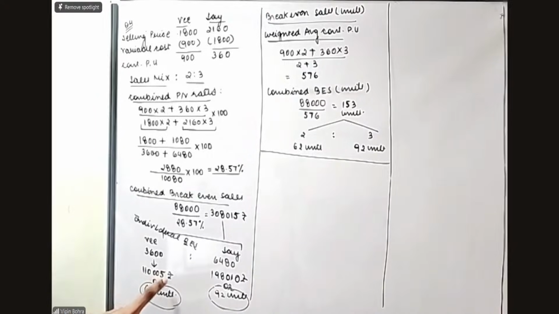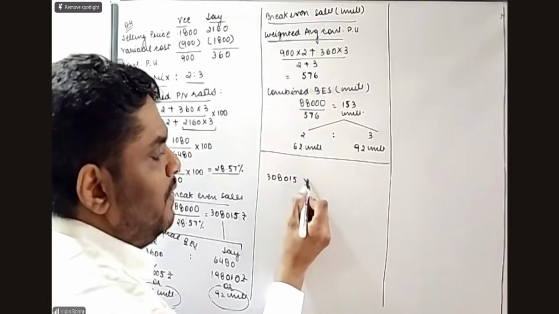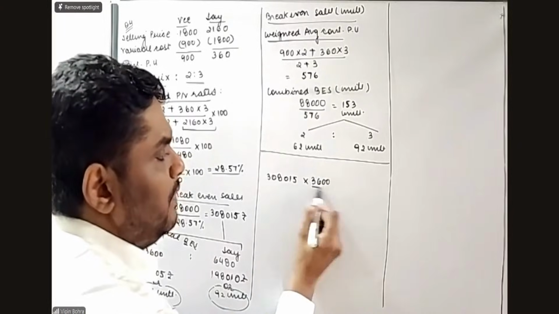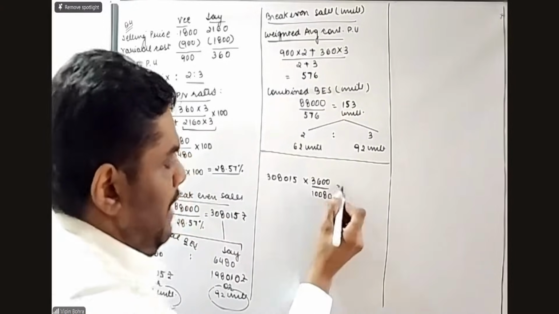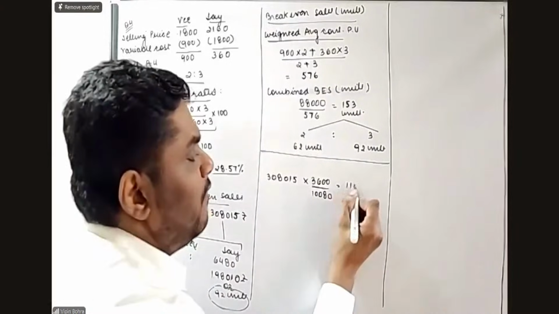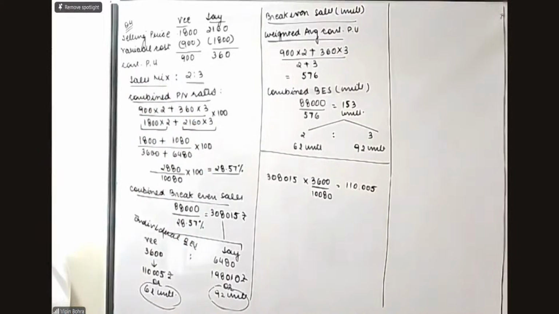How did I get 1,10,005? See, the total sales 308015 is divided in the ratio of 3,600 is to 6,480. So 308015 into 3,600 divided by 10080. I'll get this value 1,10,005. Very good, Pooja. I hope it is clear now, Mujahid.